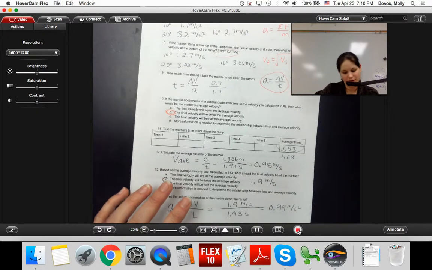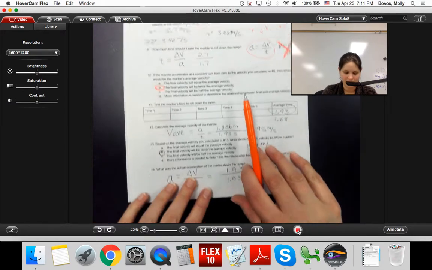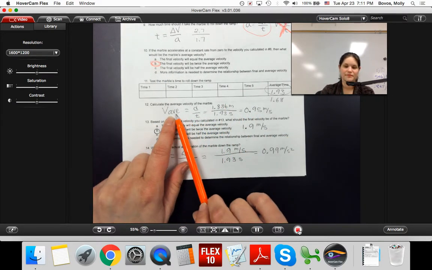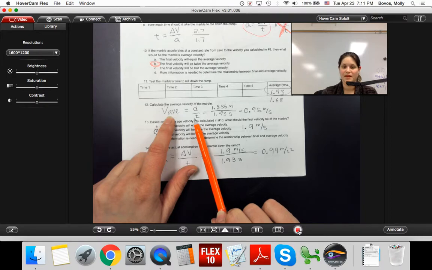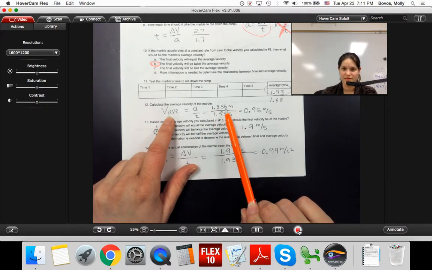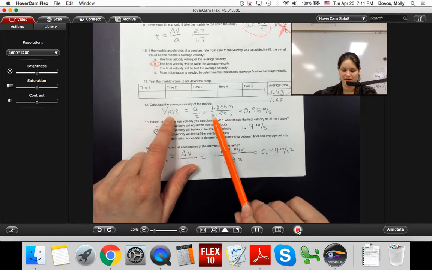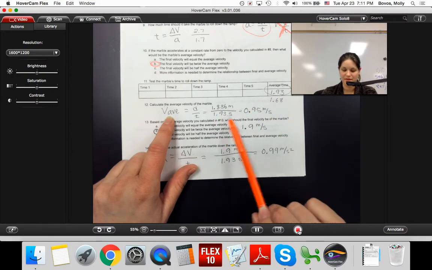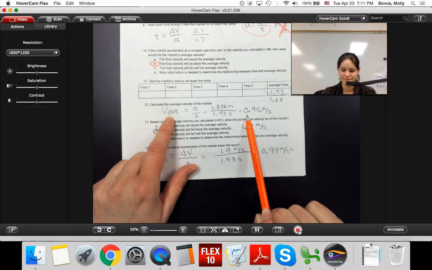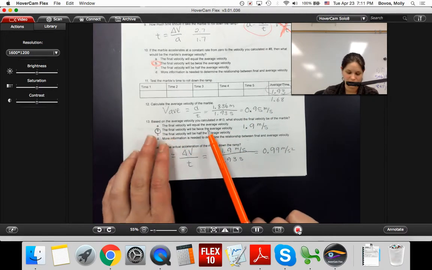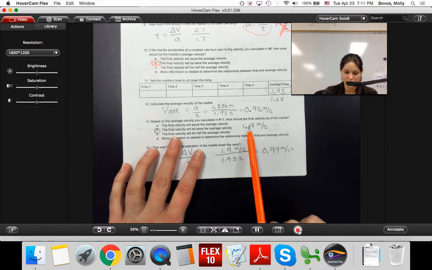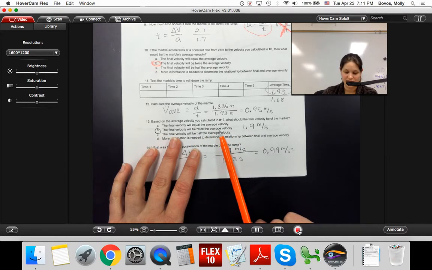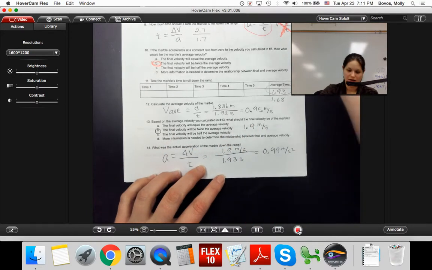Okay, so then final velocity, back down here. Okay, so our average velocity is distance divided by our total time, and that was the length of the ramp in meters divided by the average time in seconds, and we got this as our average velocity here. Then, based on the average velocity calculated in 13, what should your final velocity be? Well, our final velocity should be twice the average velocity, twice as much, so we can figure this here.